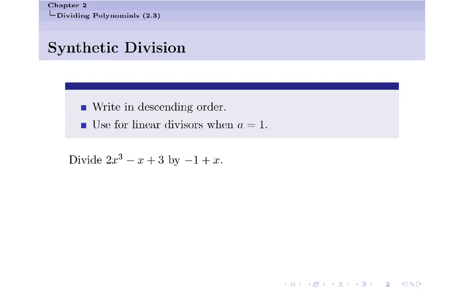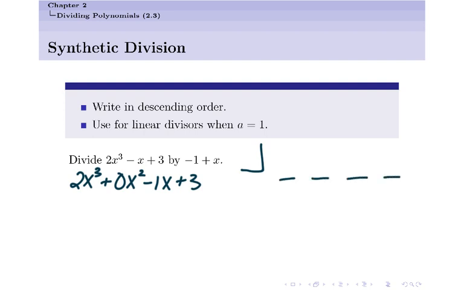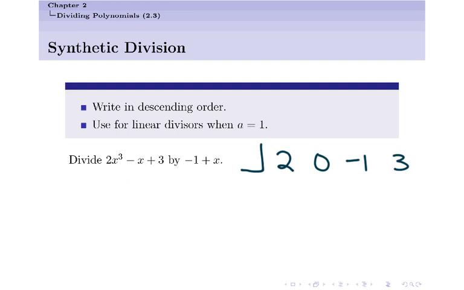Now, how do you set up synthetic division? You're going to write this in order. Make sure you use your zeros as placeholders. And you're going to write your coefficients out without using the variable pieces. So you're going to write 2, then 0, then negative 1, then positive 3. Now, what do you write in this box right up here? You set this equal to 0 and solve, and you get 1.